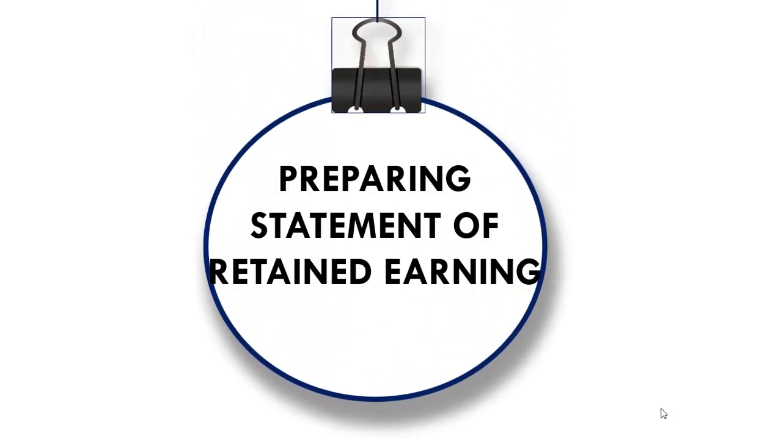Now we will understand how to prepare the statement of retained earnings. So let's start. Starting from the top, by identifying the company name, I have taken the name of the company as ABC, and the next line identifies this document as a statement of retained earnings. And in the third line, we have the time reference, which represents that the statement of retained earnings is prepared as of 31st December 2017.